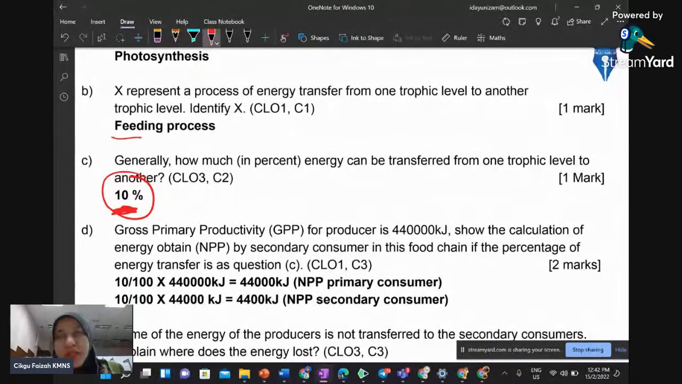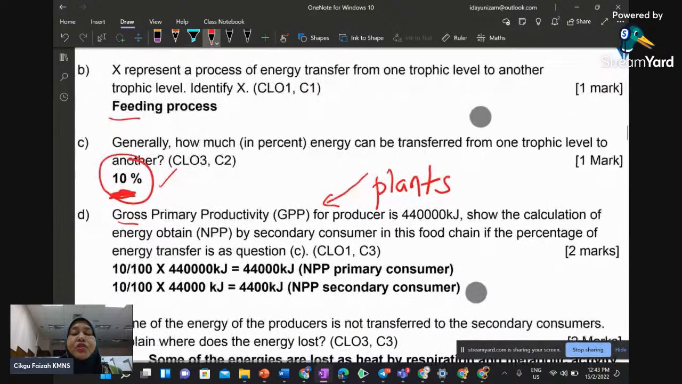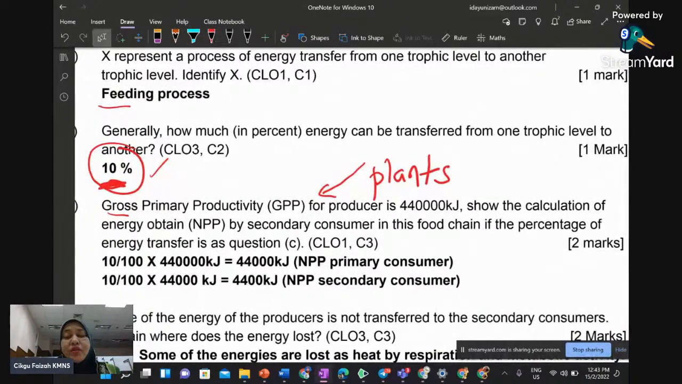Even though later when you further your study, if let's say you pursue biology or ecology and become an ecologist, this 10% stays the same. Okay, next, how to calculate the GPP. GPP stands for gross primary productivity. That means this belongs to plants, class. Plants, as a producer, are able to produce 440 kilojoule.